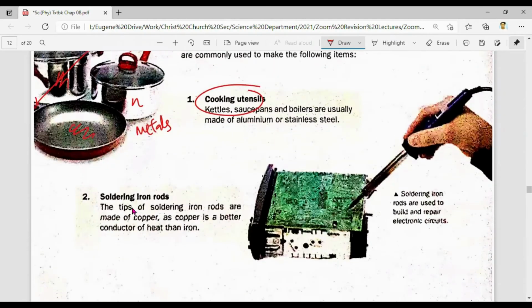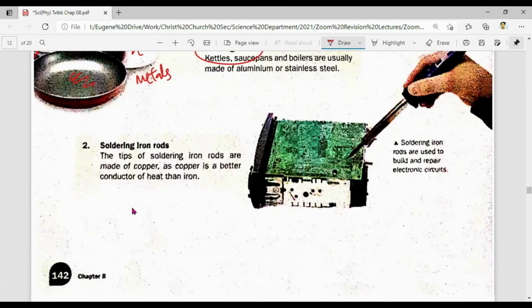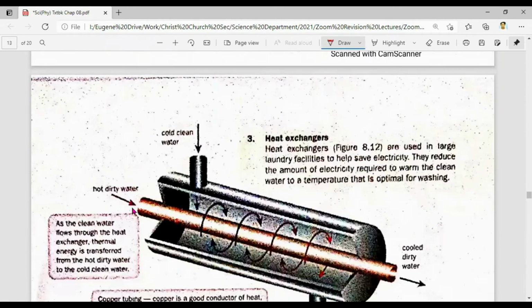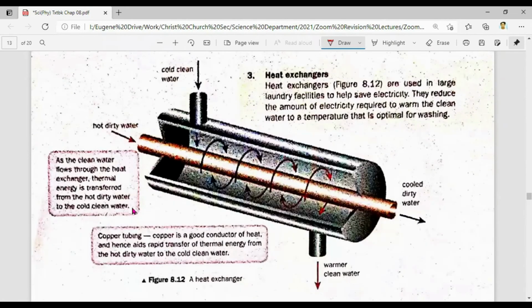Soldering iron rods, the tip: it's to make sure that the heat is transferred efficiently to the tip, so that you can melt the solder. Heat exchanger, this is another interesting one. Hot dirty water is here. What is happening is that the tube is made of copper. So this whole tube here is made of copper.